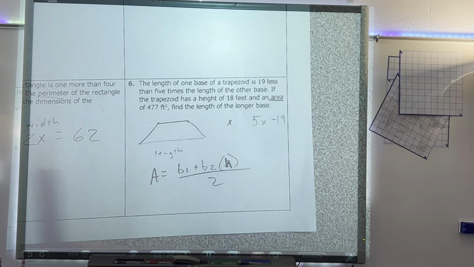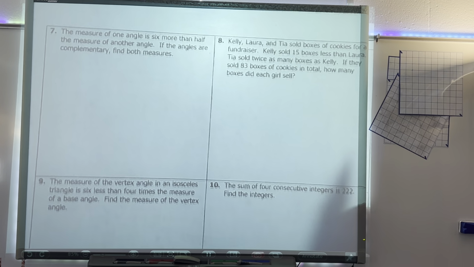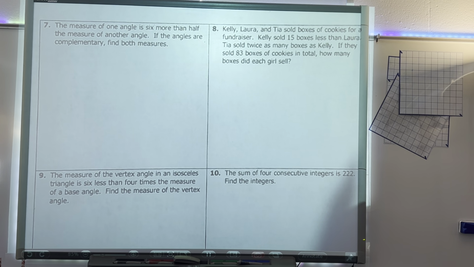Okay, the main thing is being able to write this part. The rest of it, the solving part, y'all should be all right with. If you need a formula for a shape, I'll give it to you.